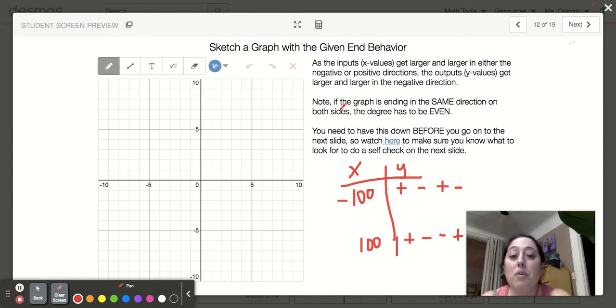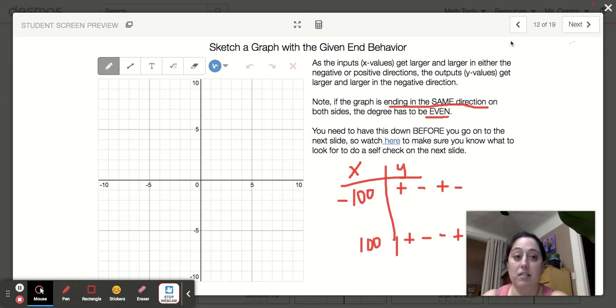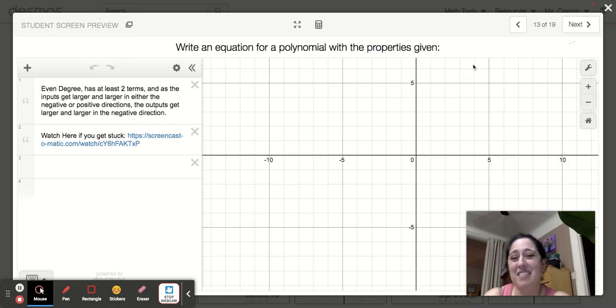Note that if the graph is ending in the same direction, it's got to have an even degree for the leading coefficient. So play around with those things for a little bit. I get that the wording is tough, but we're going to tackle the wording right now. An even degree.